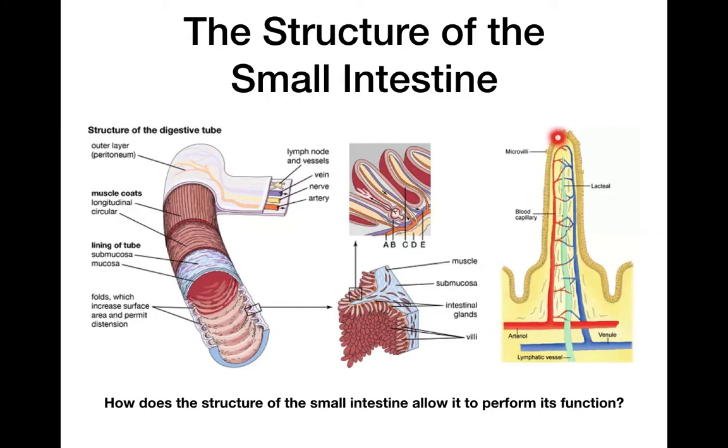And of course, there are blood vessels inside, because we want the nutrients and minerals and vitamins to go into the bloodstream to be moved around the body where they're needed. Sugar goes to the different cells, and vitamins and minerals are needed to make different structures and things in your body.